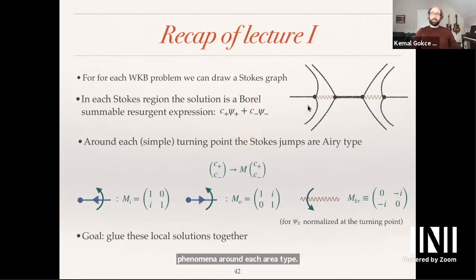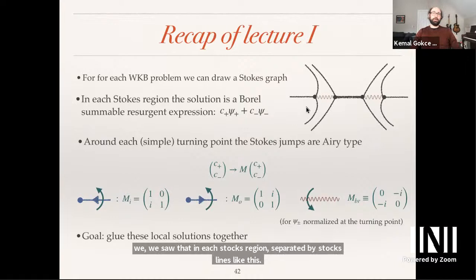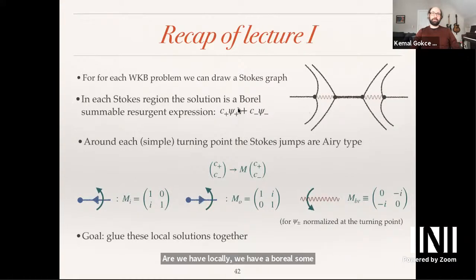I also discussed the Stokes phenomena around each Airy type turning point. In each Stokes region, separated by Stokes lines like this, locally we have a Borel summable resurgent expression given as a linear combination of two resurgent wave functions that are functions of x, and two constants which are also resurgent functions of h bar, but they don't depend on x.